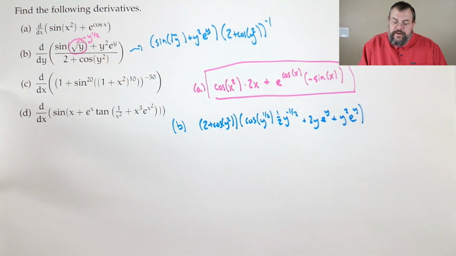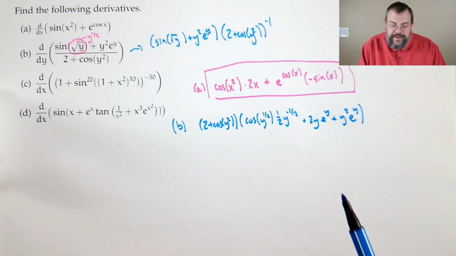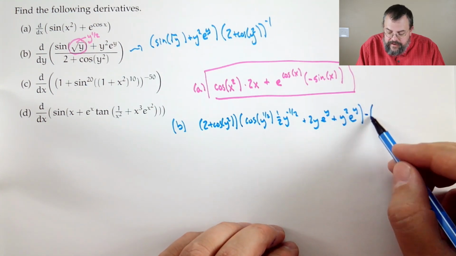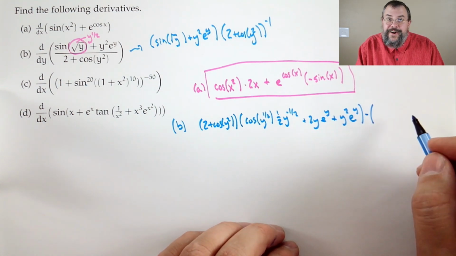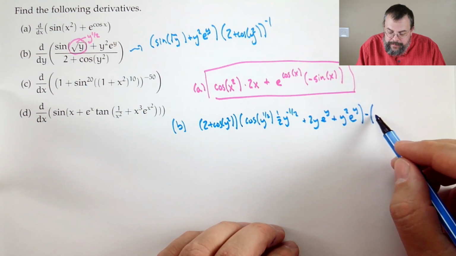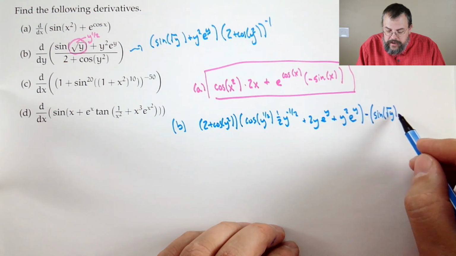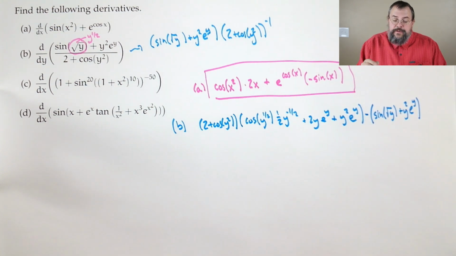Now believe it or not, that's not the full numerator. That's just the bottom times the derivative of the top. Now we need to subtract, and I don't know if I have enough space. So the high d low: the top, sine of root y plus y squared e to the y, times the derivative of the bottom.